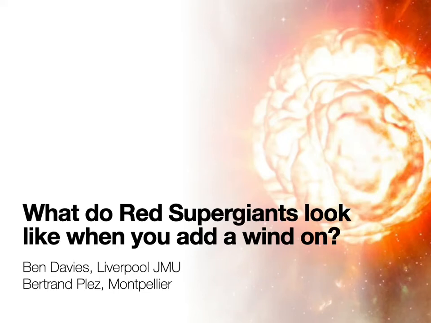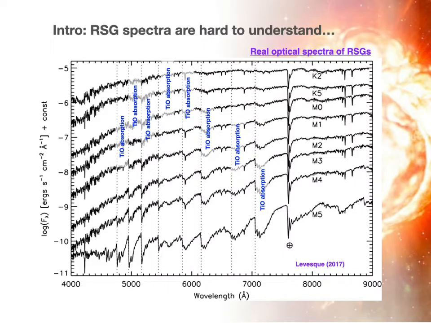Hello, I'm Ben, and in my 5 minutes, I'm going to talk to you about what happens to red supergiant model spectra when you include a wind. Now, the optical spectra of red supergiants are full of molecular absorption bands, in particular, absorption due to titanium oxide.